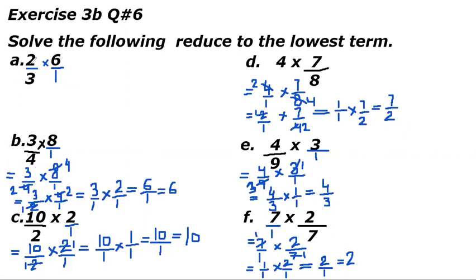Next, what we have to do is 2 by 3 multiplied by 6 by 1. Now both are the fractions. 2 by 3 is first fraction and 6 by 1 is the second fraction. First we will write both the fractions here. 2 upon 3, and second fraction is 6 upon 1. Okay, in first fraction 2 is numerator and 3 is denominator. In the second fraction, 6 is numerator and 1 is denominator.